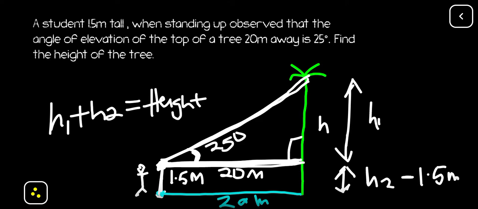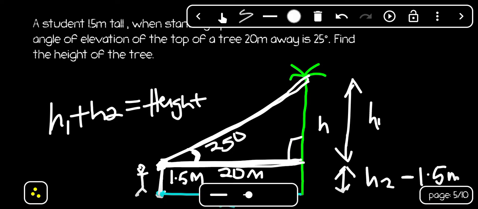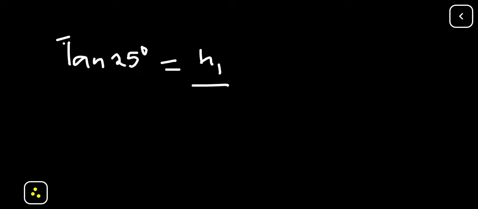Tangent is opposite over adjacent. I'm sure you know that already. I'm going to explain a little part of this again, just in case you still do not understand it. But let's just keep solving. So we have tan 25 degrees is equal to opposite, which is h. Let's call it h1 because that's what we're looking for before we add it to h2 to get the original height of the tree. So h1 over 20 meters. So h1 is going to give you 20 tan 25 degrees when you cross multiply.